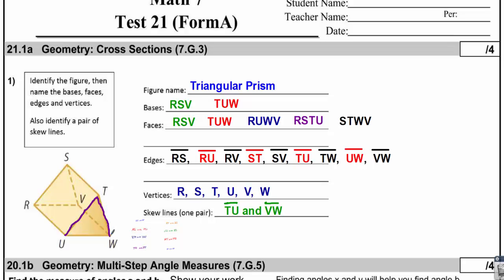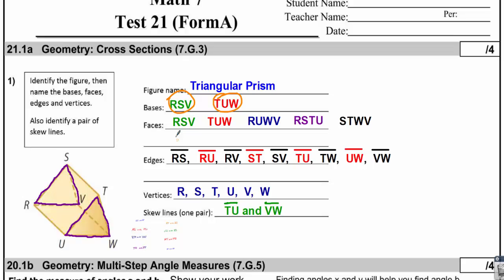You know it's the base because it's one of two sides that are the same size. They're congruent. If I make a copy and slide that over, you'll see they're identical. And they are parallel to one another. So this figure also has three rectangular sides, but they are not parallel to one another. So the base is that first side I drew, TUW right here, along with the second side that I drew, RSV. Those are the two bases.